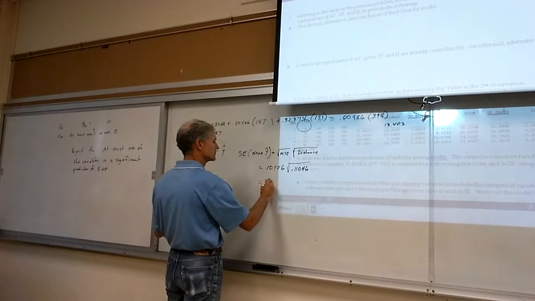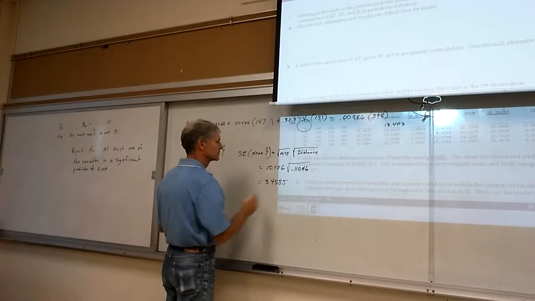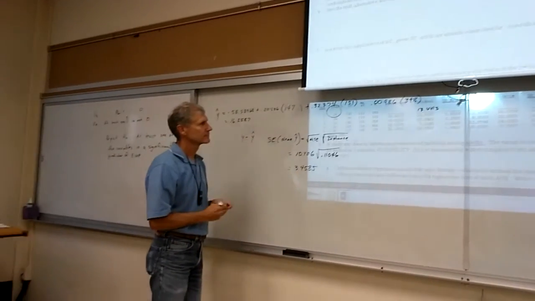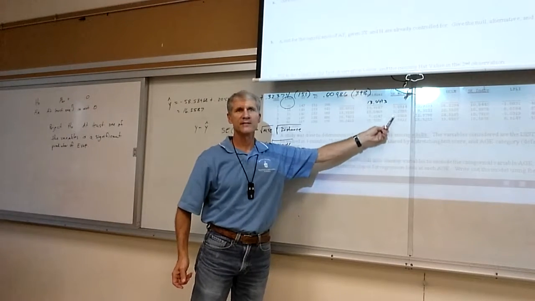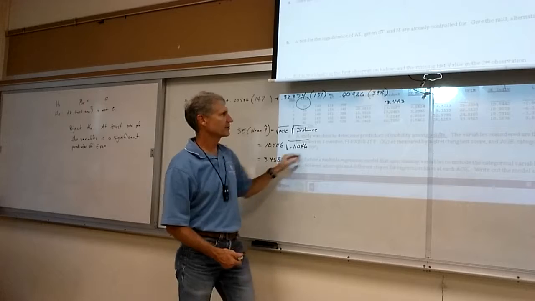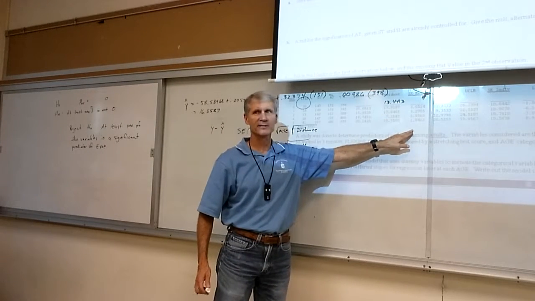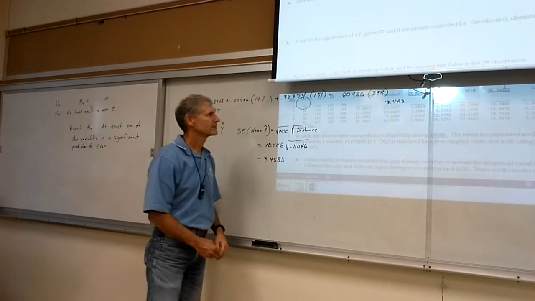3.4584. Okay. Looking at the other standard errors that are below that, I'm thinking, yeah, it's in the ballpark. If we had got 3 point something and these were all 30 point something, we'd say, oh, I've got something wrong.